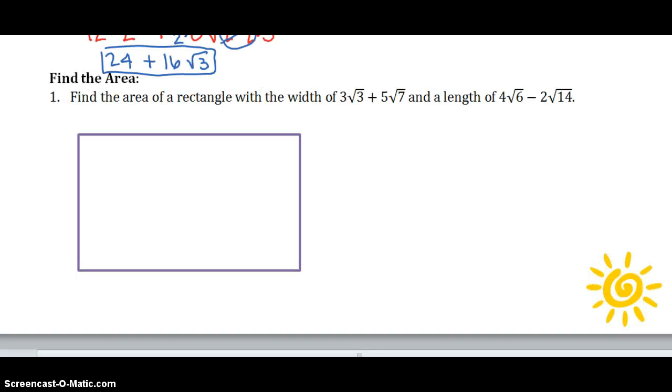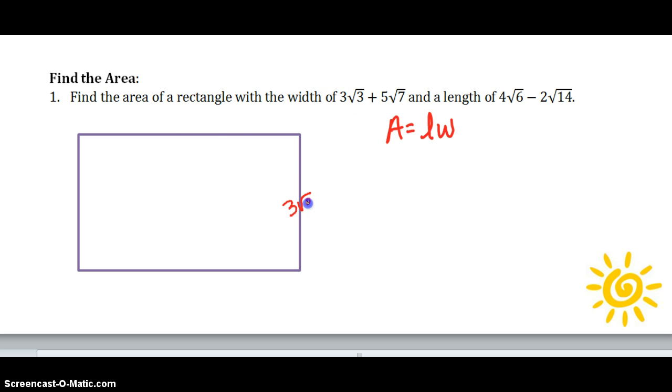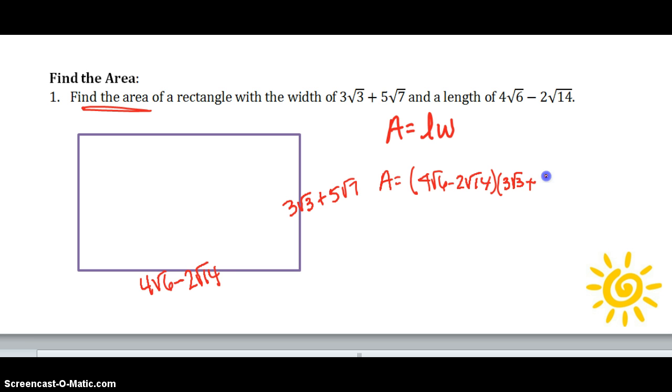Alright, for this geometry problem, they said find the area of a rectangle. And I know the area of a rectangle is length times width. And they said for this problem, the width is 3 radical 3 plus 5 radical 7. And the length is 4 radical 6 minus 2 radical 14. And it says find the area. So I'm looking for A. So it's going to be length 4 radical 6 minus 2 radical 14 times width, which is 3 radical 3 plus 5 radical 7. And here I'm going to have to do the FOIL method.